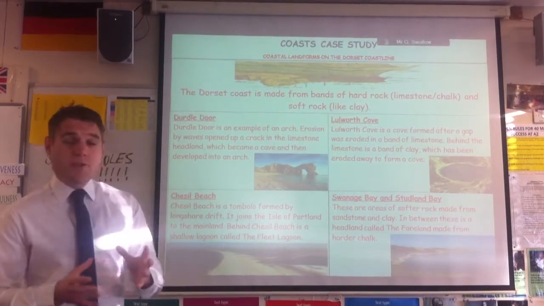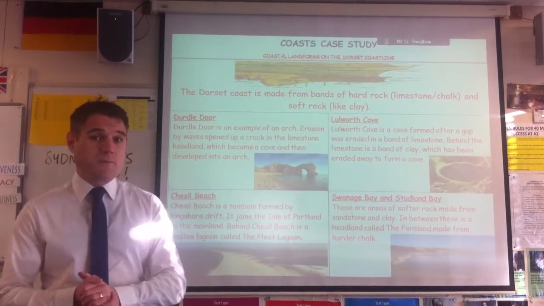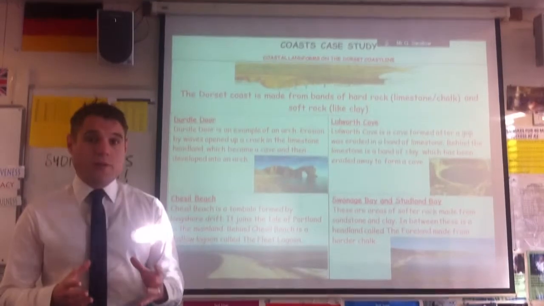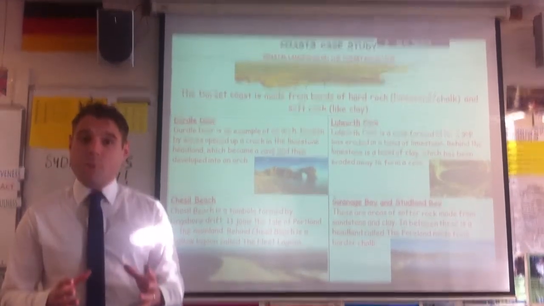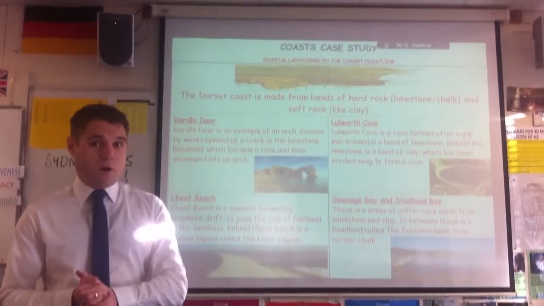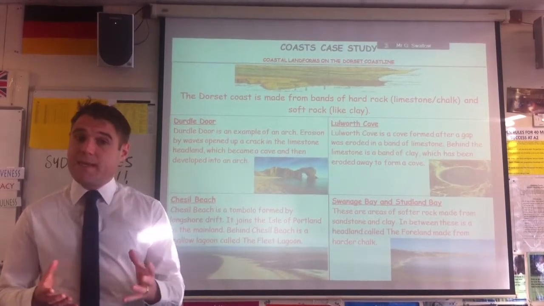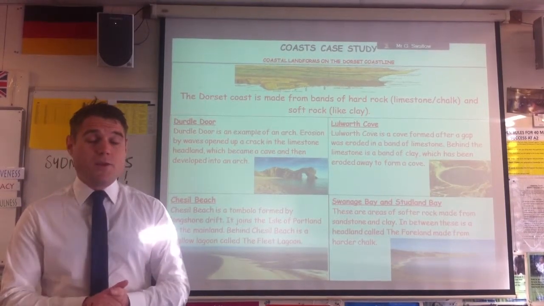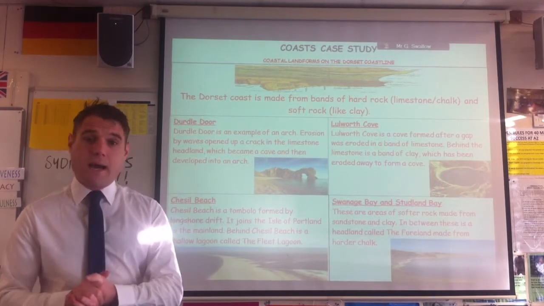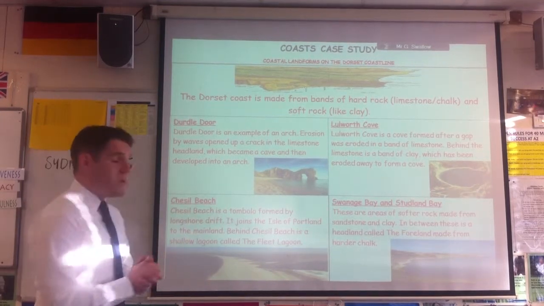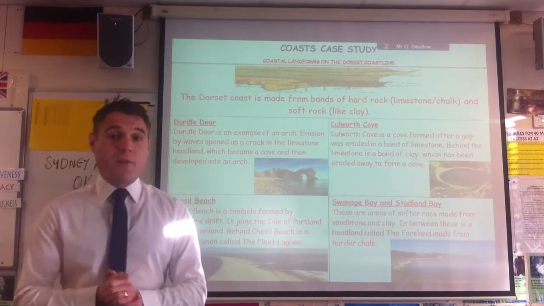First of all, the Dorset coastline is made up of bands of rock. And when we talk about geology, we need to know about two types of rock, hard and soft rock. And those bands of rock are really important for this particular case study, so always remember the Dorset coastline is made up of hard and soft rock. 4 different landforms, maybe 5 that we're going to look at.